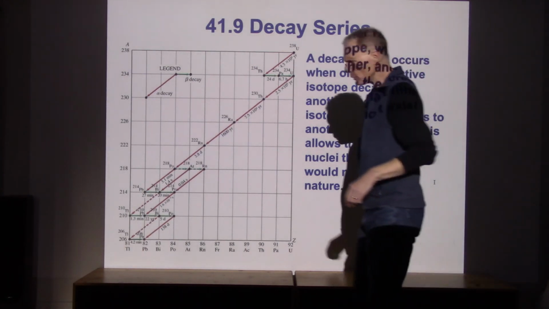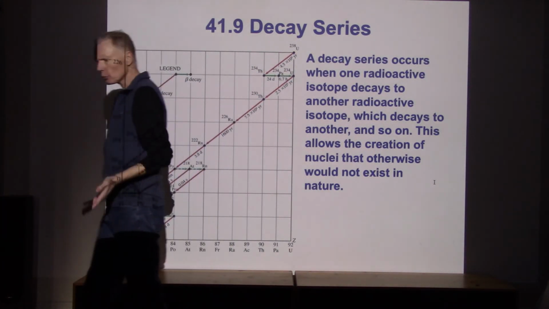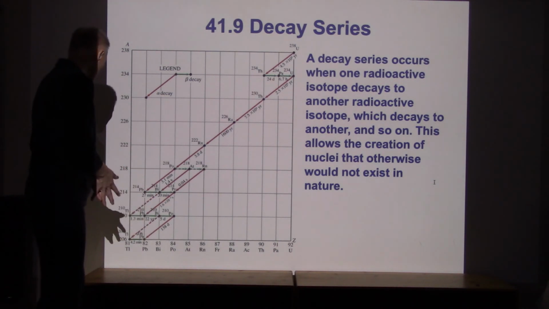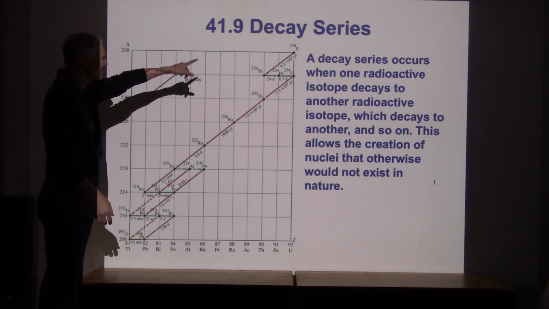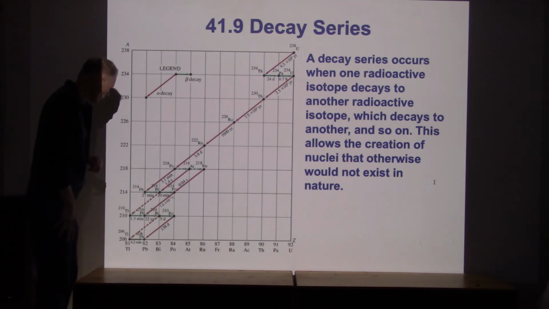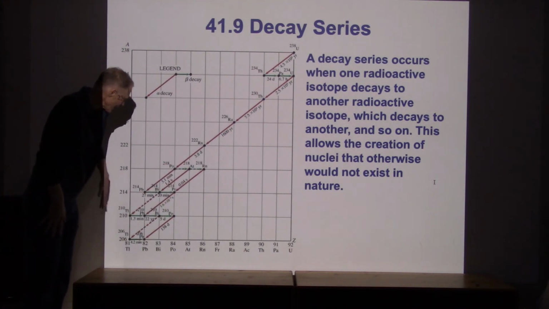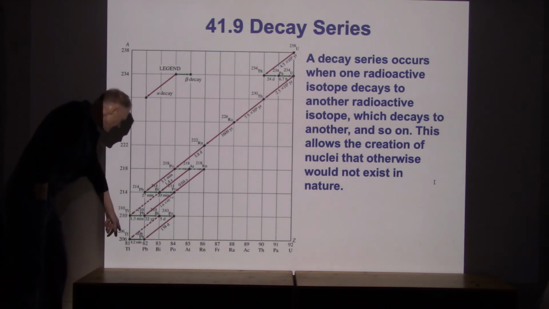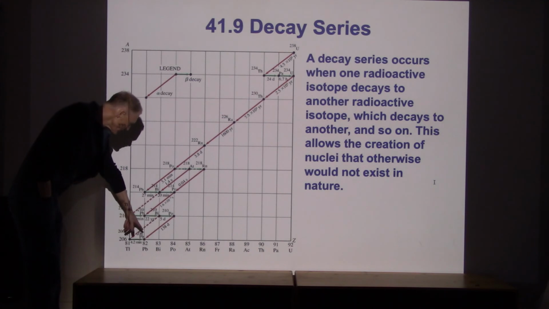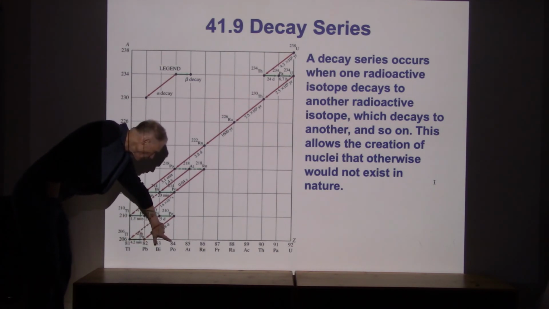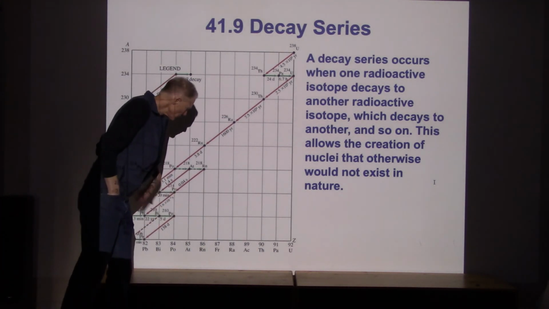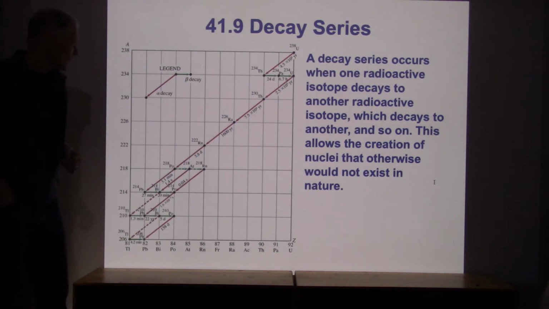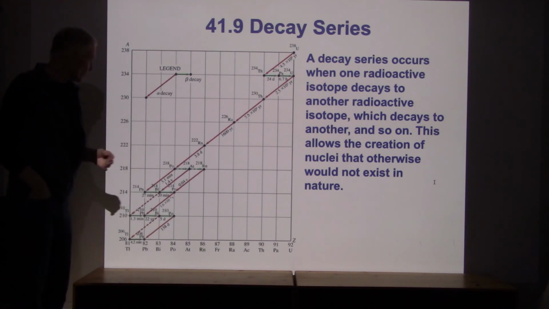All right, now when we look at naturally occurring radioactive materials, we're looking at what's called a decay series. What they've got on the horizontal axis here is these different elements listed. So here is lead, bismuth, polonium, astatine. So it's all of these radioactive materials that occur naturally.